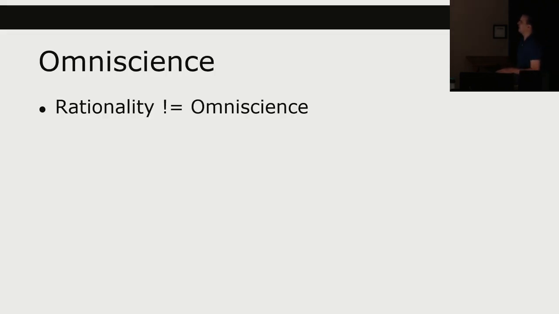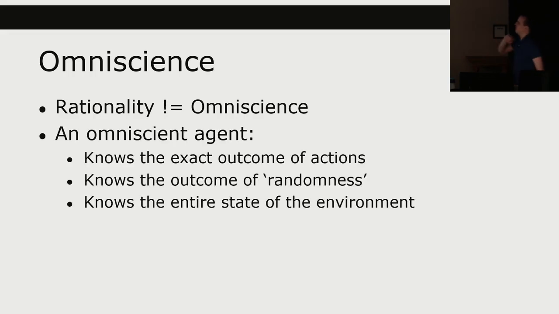Omniscience is sort of like if you were the programmer of the simulation, or the God of the universe, who could know everything. Not only where everything was, but let's say, for example, if you want to deal a card or roll a dice, what the outcome of that would be beforehand, right? So an omniscient agent is going to know the exact outcomes of actions, the exact outcome of randomness, and knows the entire state of the environment.